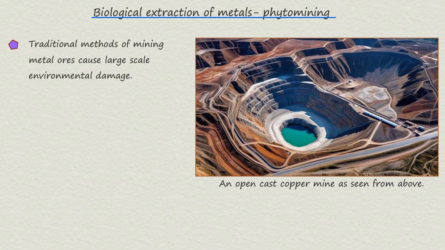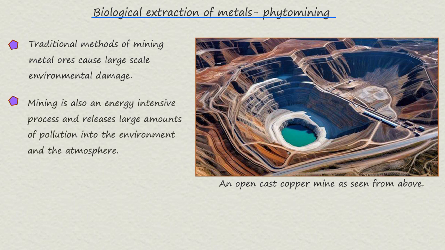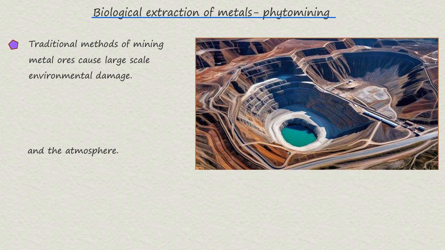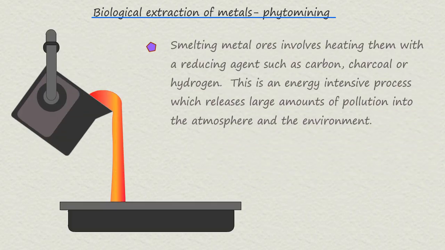Now, traditional methods of extracting metal ores from the ground are not what you would call an environmentally friendly operation. During mining, large areas of land undergo massive environmental damage. Mining metal ores is also an energy-intensive process which releases large amounts of pollution into the atmosphere and the environment. Now, the metal ores which are extracted from the ground usually undergo smelting. That is, they're heated up with a reducing agent, such as carbon or hydrogen, or indeed some other reducing agent, to extract the metal. This is also an energy-intensive process and will in itself produce large amounts of environmental pollution and damage.